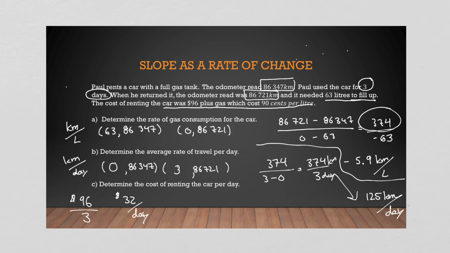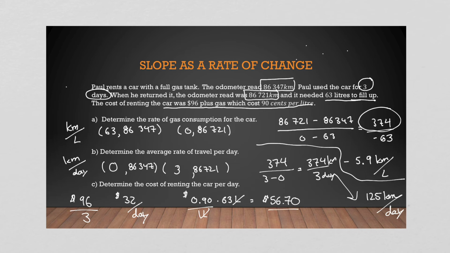Then we also need to consider the fact that it's 90 cents per liter. How much gas did we use? Well, we found out we used 63 liters. So 90 cents per liter, right? And here you can look at the units again, 90 cents per liter times 63 liters. My units cancel, and it cost me $56.70 for the whole trip.